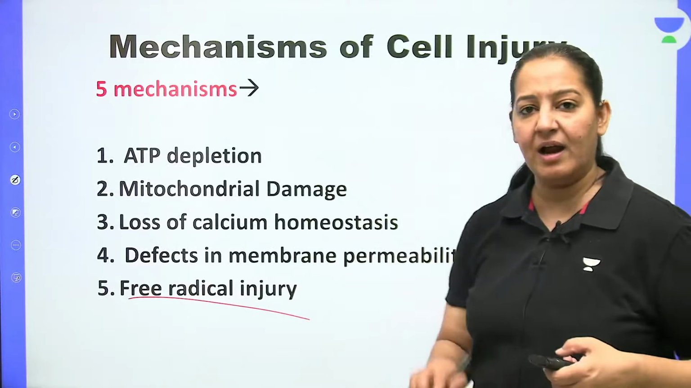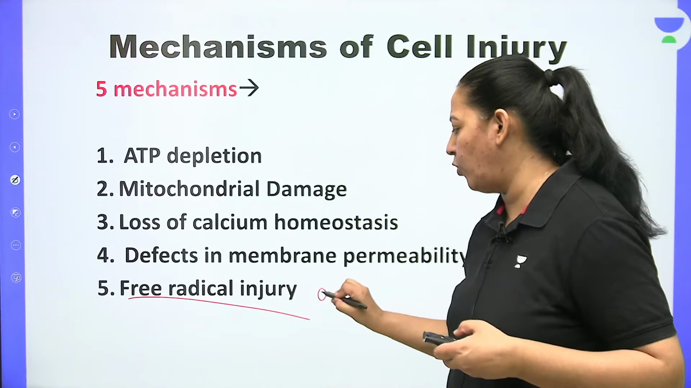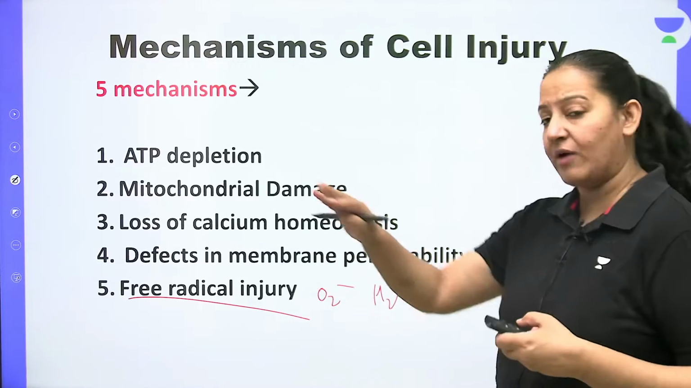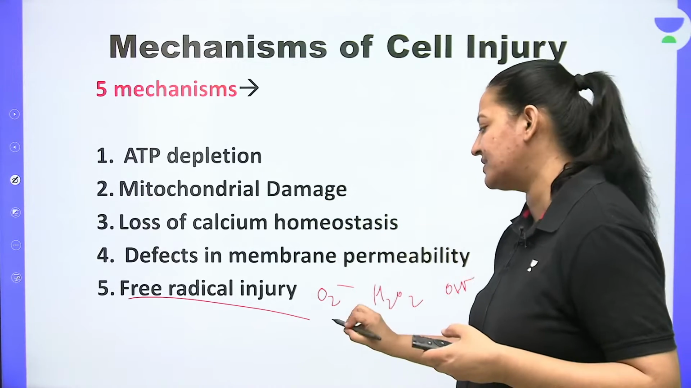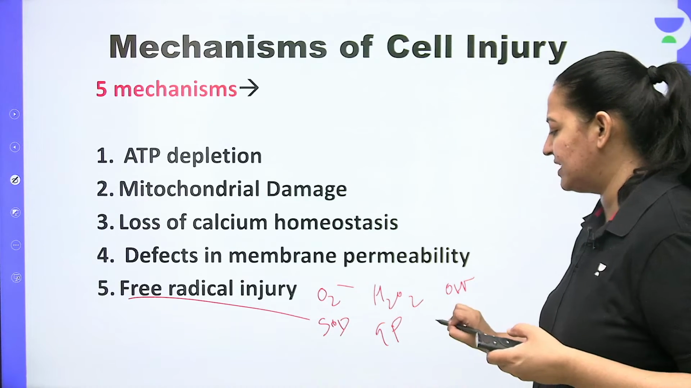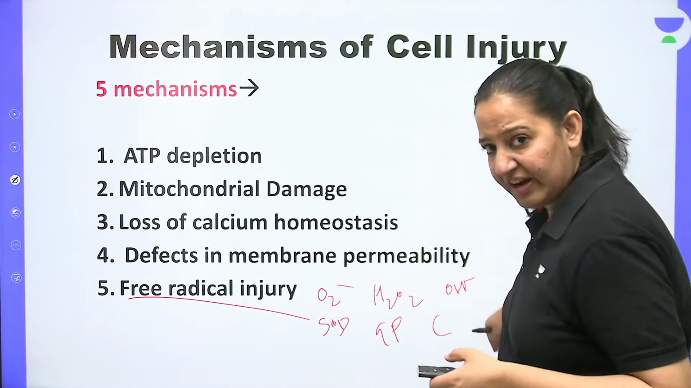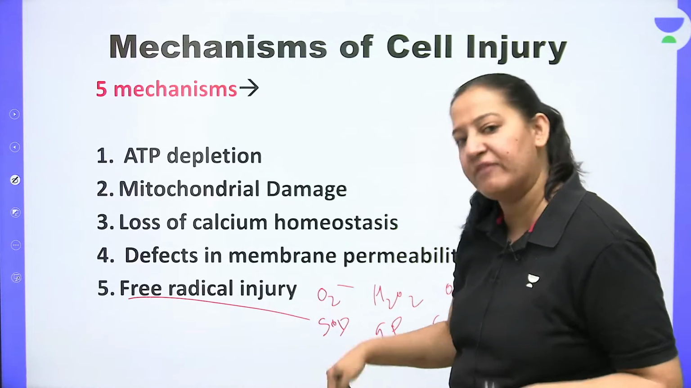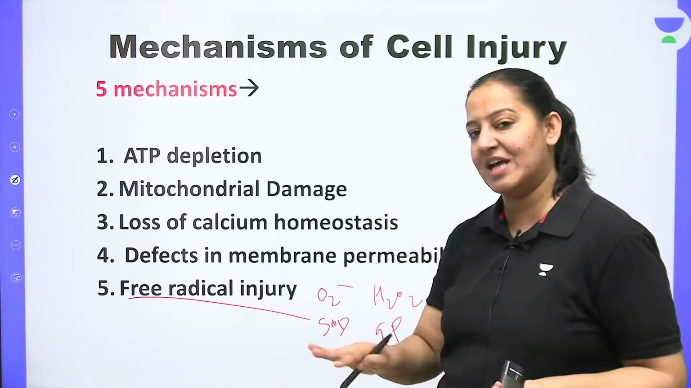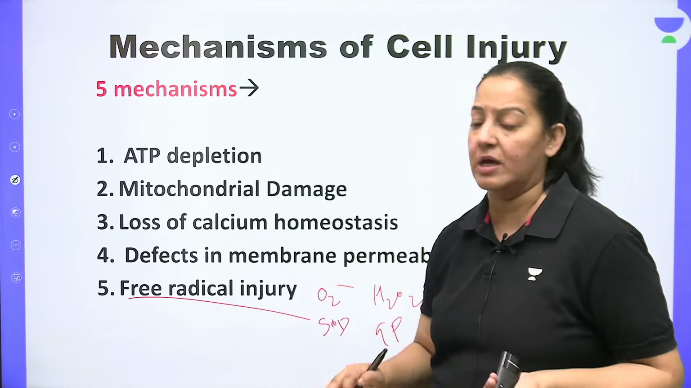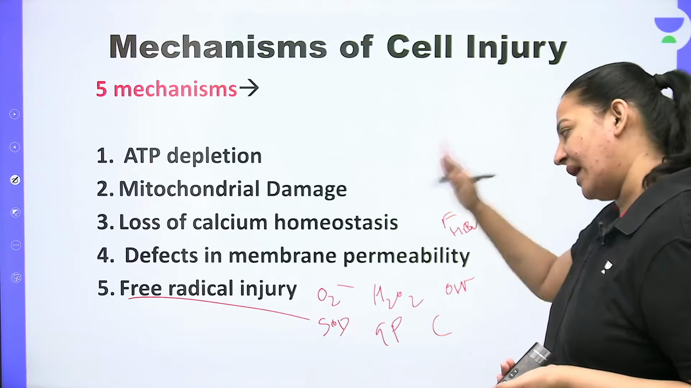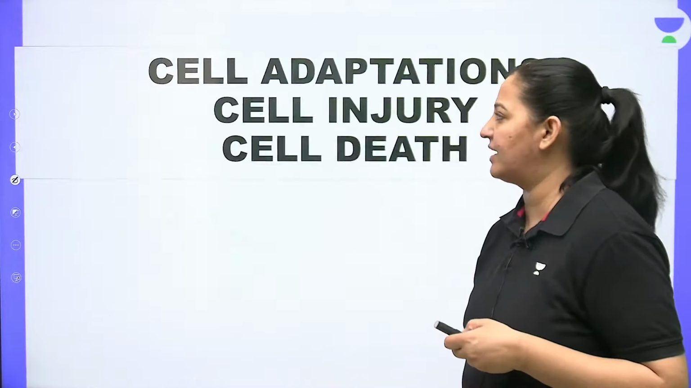How many types of free radicals are there? 3. So what are their names? O2 negative, H2O2, and OH negative. How are they formed? Write the reactions, and what are the 3 enzymes? SODs, that is superoxide dismutase, glutathione peroxidase, and catalase. So write the 3 free radicals and write the 3 enzymes which are required for their removal. Everyone give me a thumbs up. Which free radical is formed in which step, which enzyme converts which of them, what is Fenton's reaction and what is the Haber-Weiss reaction. You have to write everything about that in free radical injury.